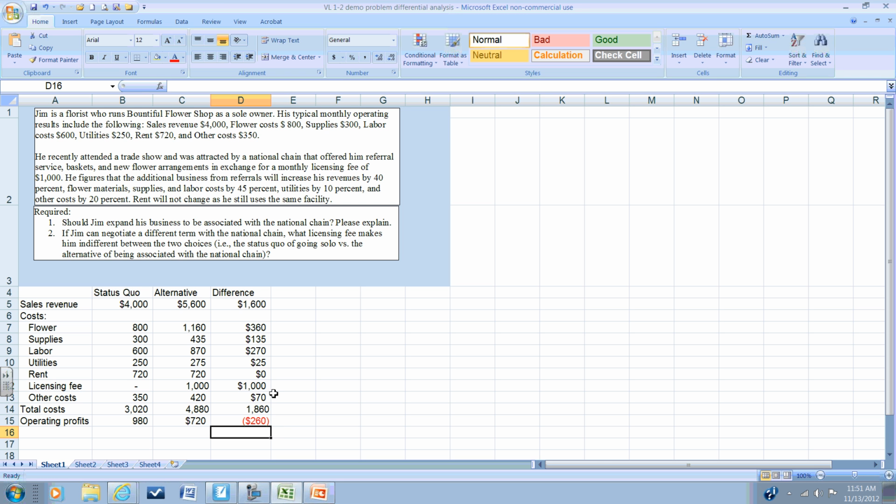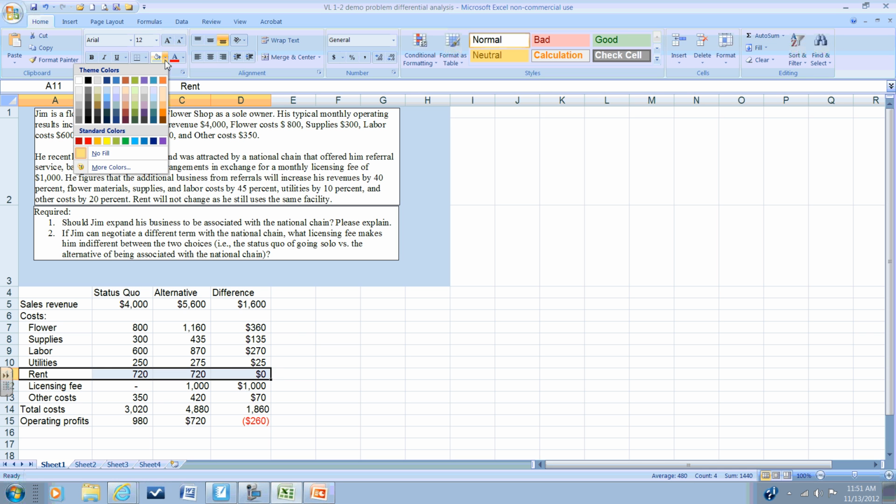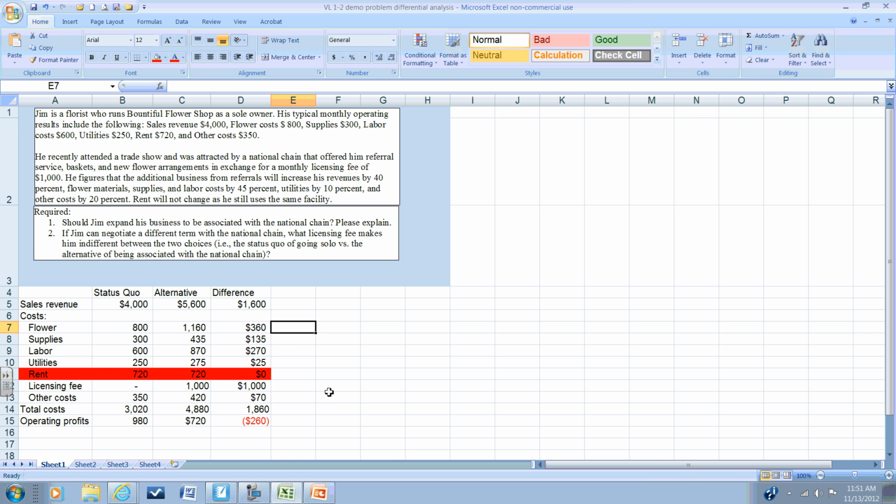So what can we do? Well, we can go back and talk to the company about their licensing fee. Any costs that vary between the alternative is relevant to the decision on whether we should accept the alternative or stick to the status quo. But rent does not change. So in effect, it is not relevant to the decision-making process.